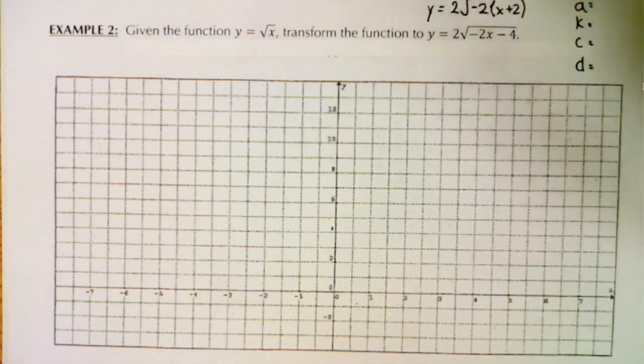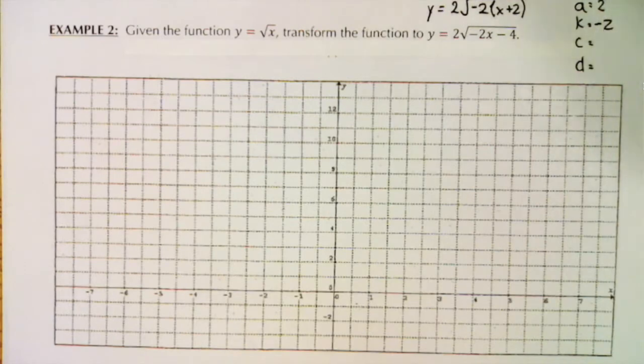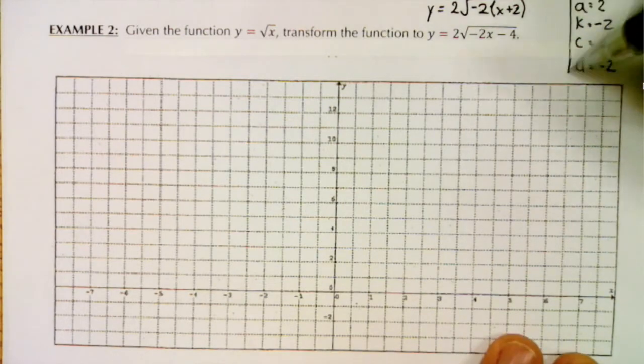A is 2. K is negative 2. C, there's nothing being added or subtracted outside the square root, so C is 0. And D is negative 2, because remember, it's the opposite sign of what you see. And we're going to use those to do our transformations.